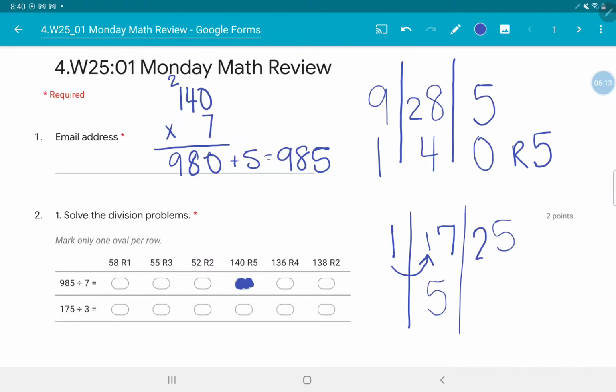Now how many ones do I have? 25. 25 divided by 3 is what? 3 times what gets me as close to 25 as I can get without going over? 7.